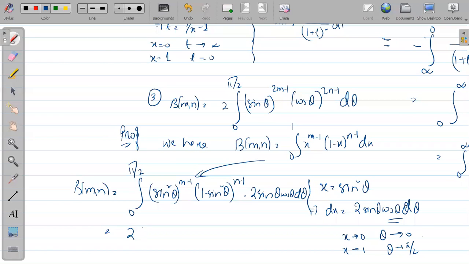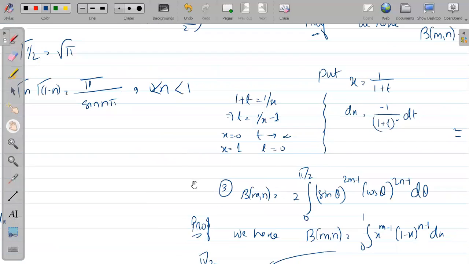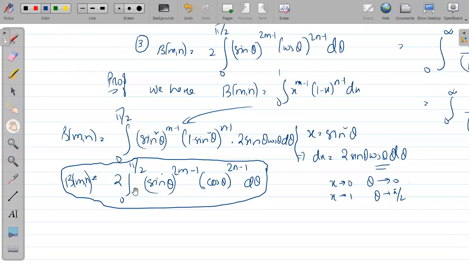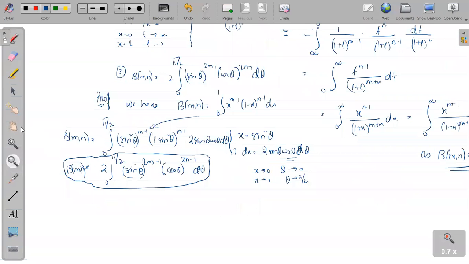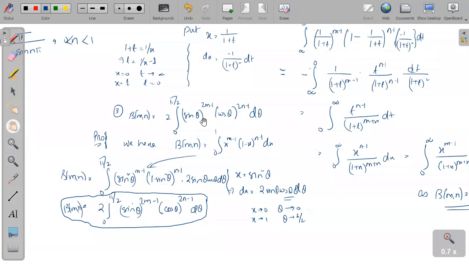The 2 comes outside, integral 0 to pi by 2, sine theta to the power 2m minus 2 plus 1, so 2m minus 1, and cos theta to the power 2n minus 1, d theta. This is the proof of property number 3. This is an important proof. From this proof, property number 5 of the gamma function will also be proved. Understood? Is it clear to you? Very good. Just write it down. Property number 3, write it down for the beta function.